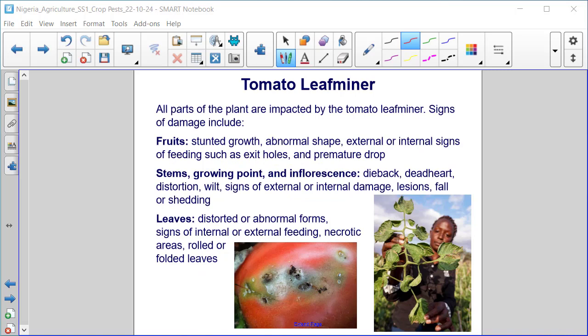Signs of damage include on fruits, stunted growth, abnormal shape, external or internal signs of feeding such as exit holes, and premature drop. On stems, growing point, and inflorescence, dieback, dead heart, distortion, wilt, signs of external or internal damage, lesions, fall, or shedding. Leaves, distorted or abnormal forms, signs of internal or external feeding, necrotic areas, rolled or folded leaves.